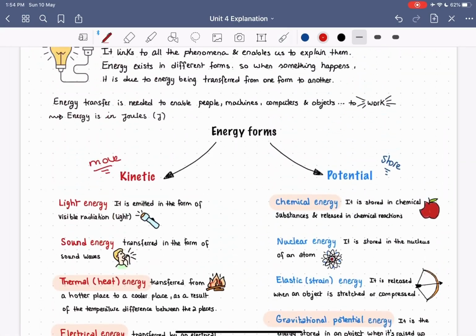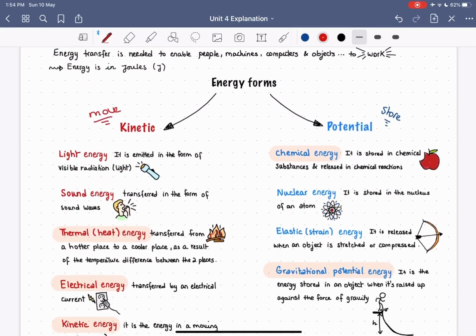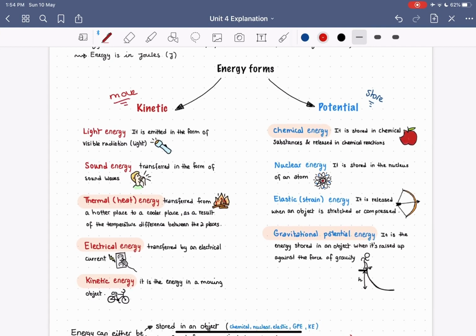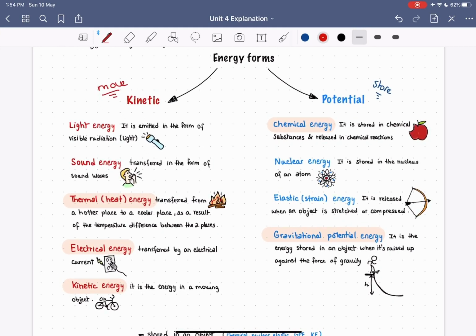So let's see the different types of energy. We have two main forms of energy. We have kinetic energy that is related to motion, and we have potential energy that is related to storage. The kinetic energy could be light energy, sound energy, thermal energy, electrical, or kinetic energy. All of them represent a form of energy that is in motion, while potential energy is a stored energy.